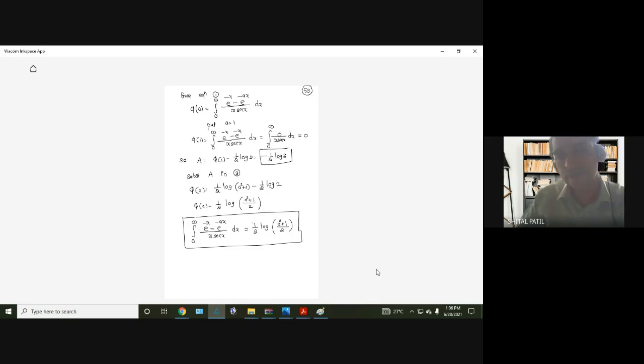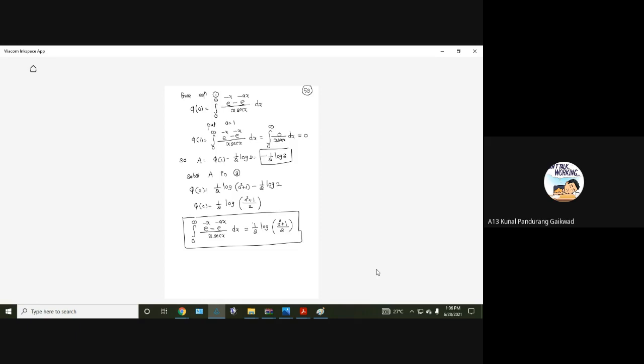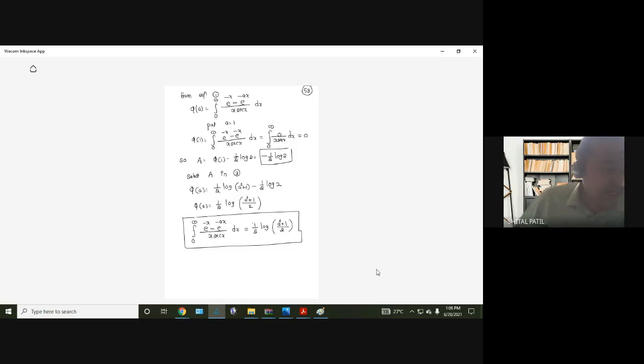Hope this is clear. Understood? Okay, we'll go through the next example. Any doubt here? No, sir. Okay, let us prove that. Next example. Let me change the page.